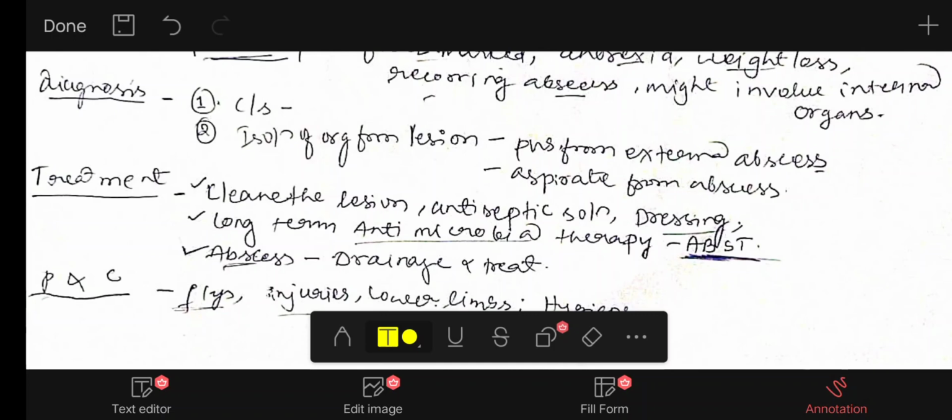For prevention and control, the vectors play a major role. So control of vectors such as houseflies is needed, and injuries provide an accessibility route for the bacteria to enter the body, so avoid injuries, as the lower limbs are more susceptible. Ultimately, hygiene plays a very important role in prevention and control.